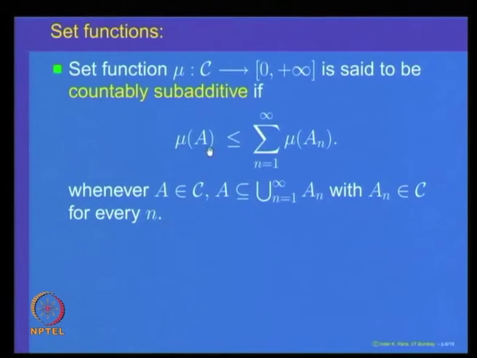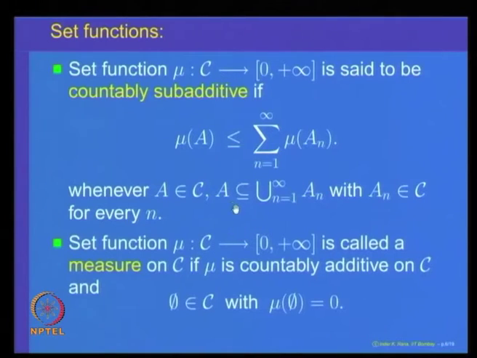So, in some sense if A is covered by a union of sets A n's, then we want the size, that is mu of A, to be less than or equal to the summation of mu of A n's, n equal to 1 to infinity. So, this is called countable subadditivity, because here we are just saying that mu of A is less than or equal to, and we are not requiring that A n's are pairwise disjoint. So, this is called the countable subadditivity property of the set function mu.